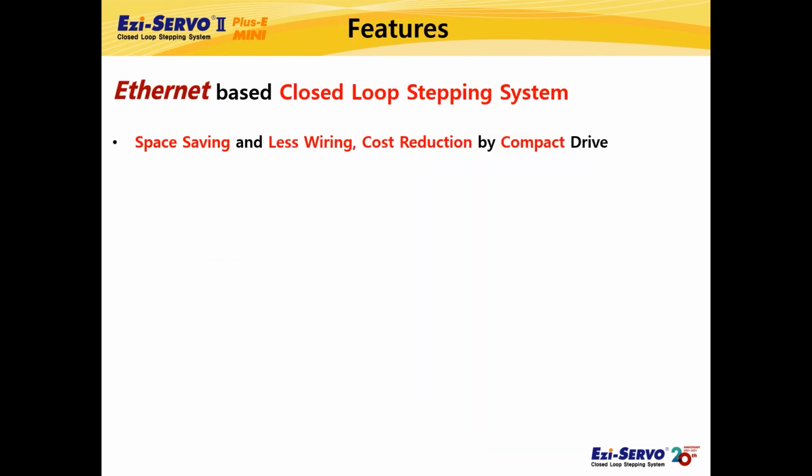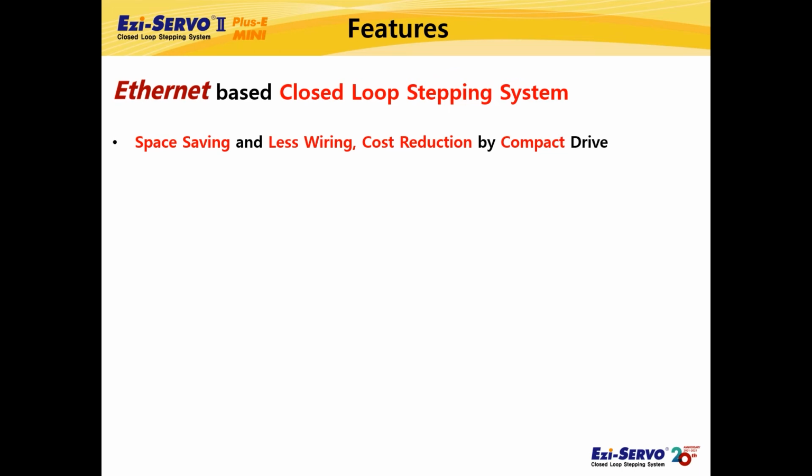Also, Ezi-SERVO Plus-E MINI's compact size allows direct installation on the robot. So, wiring can be reduced. Thus, you can save space and the wiring would be simple. Space saving and less wiring can reduce cost. Actual examples will be explained later.